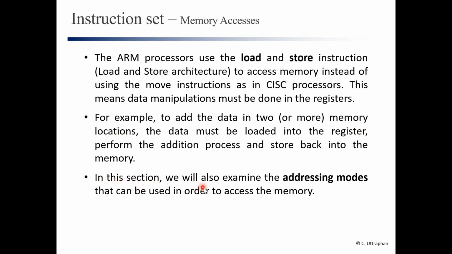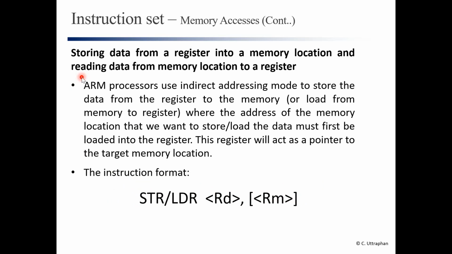In this section, we will also examine the addressing modes that can be used in order to access the memory. Now, we will look at instructions for storing data from a register into a memory location, and reading data from a memory location to a register. ARM processors use indirect addressing mode to store the data from the register to the memory, or load from memory to register, where the address of the memory location that we want to store or load the data must first be loaded into the register. This register will act as a pointer to the target memory location.